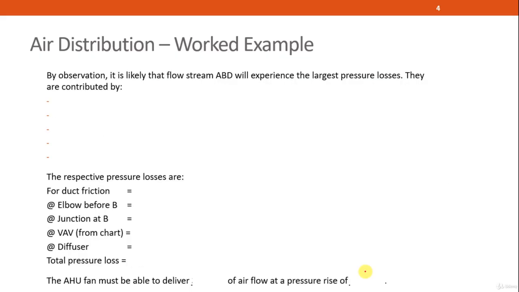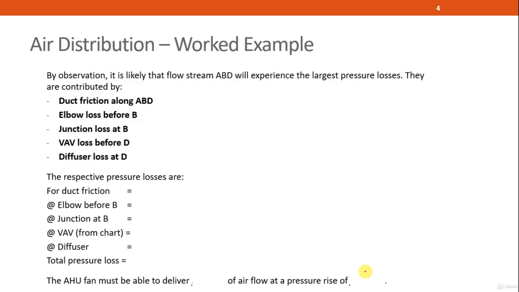Once you have identified them, you may want to write down a brief description so that it can remind you to calculate each and every one of them. First, we will calculate the pressure loss due to duct friction. So remember, the general formula is friction loss multiplied by distance.